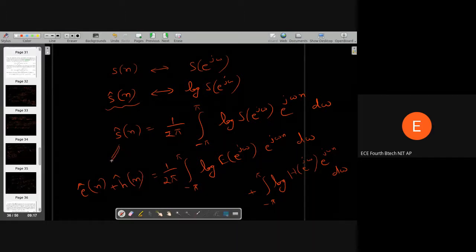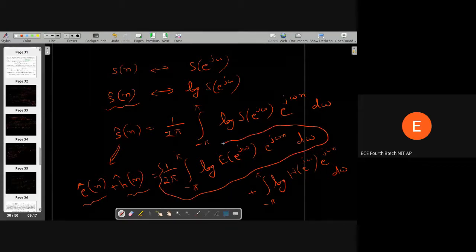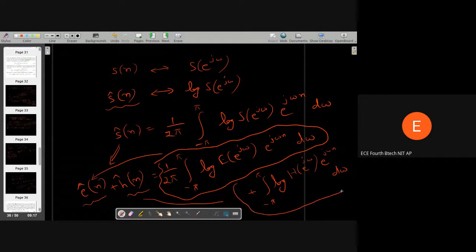You can say it is a combination of two additive components. One is related to the system and one is related to the source. One is related to the source excitation, one is related to the system. So this is the part, as you see, which will be related to the source, and this is the part which will be related to the system.